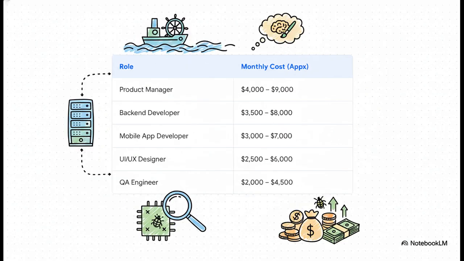And remember, you're not just hiring one person. A quality app is a team sport. It needs a designer for the look and feel, a back-end developer for the servers, a QA engineer to find all the bugs, and a product manager to steer the whole ship. Each one of those roles adds to the monthly bill.